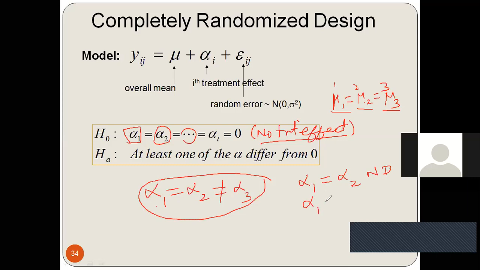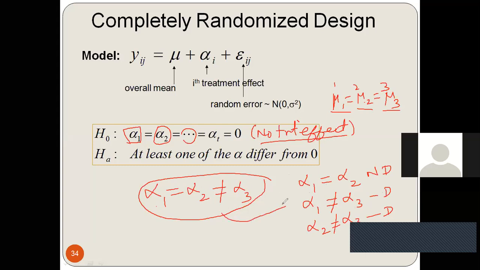What about alpha 1 and alpha 3? By looking at this, anyone? Yeah, not equal. The mean of alpha 1 is not equal to the mean of alpha 3. So it is different. What about alpha 2 and alpha 3? Not equal. So that is also different, you see.